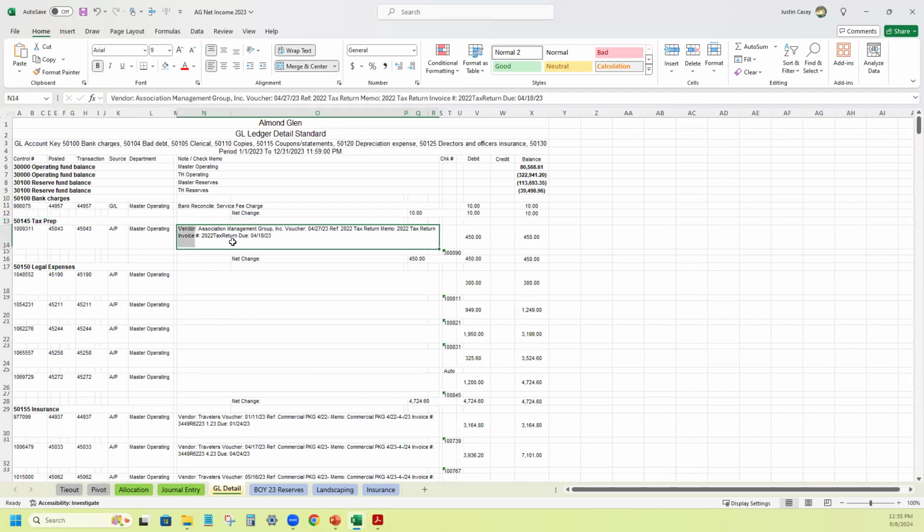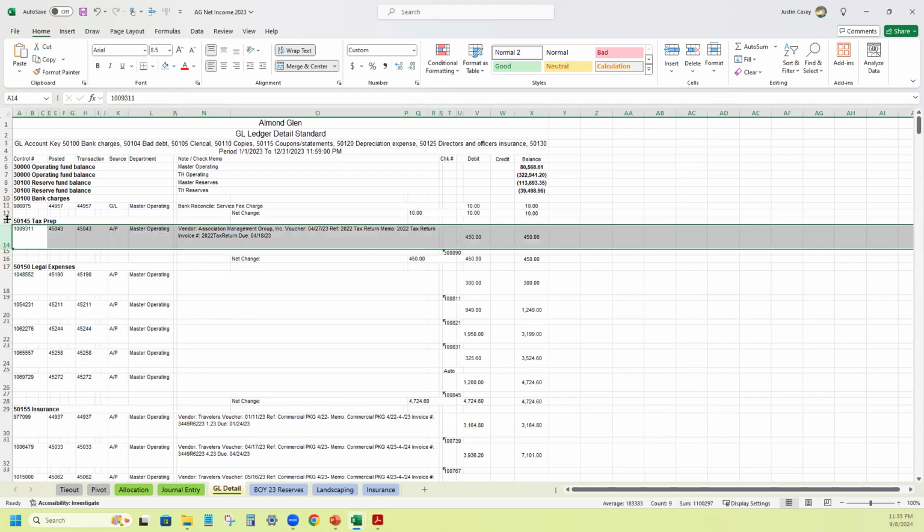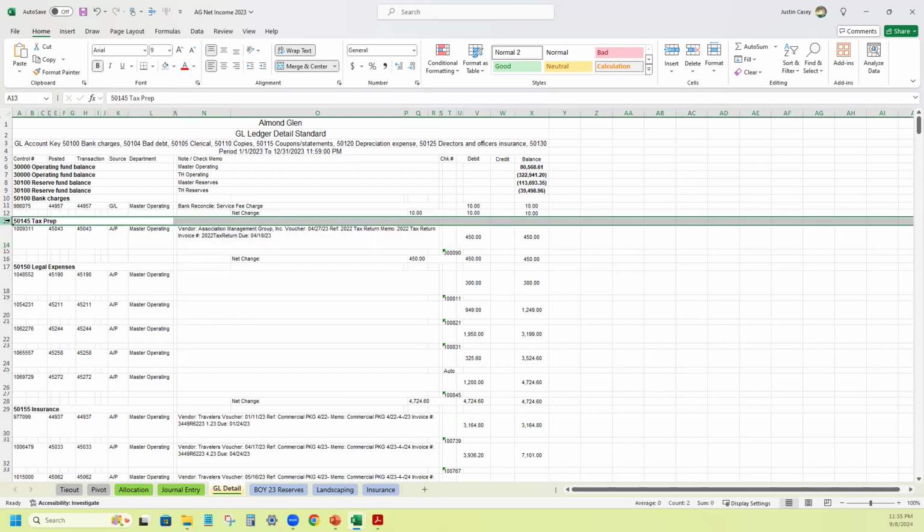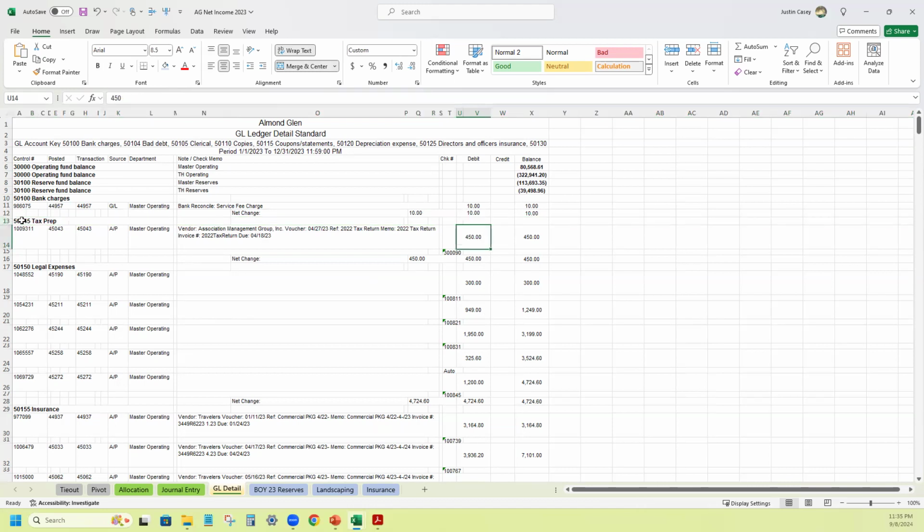Okay, so basically what we would see here is Almond Association Management Group did our tax return. So is it appropriate that that is coded to account 5145, which is called tax prep? And the answer is yes. So, okay, now we can move on to legal expenses.